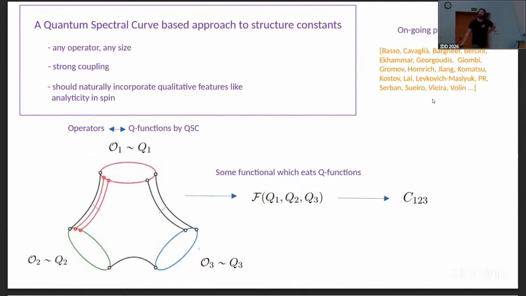Okay, so this would be fantastic because it would work for any operator of any size. It would work at strong coupling, and all of these things like analyticity and spin would be manifest. Schematically, what this would look like is we have our operators. To each operator, we have a collection of Q functions from quantum spectral curve. And what we would like is some functional, say f, which takes the Q functions of these three states and then spits out the corresponding 3-point structure constant.